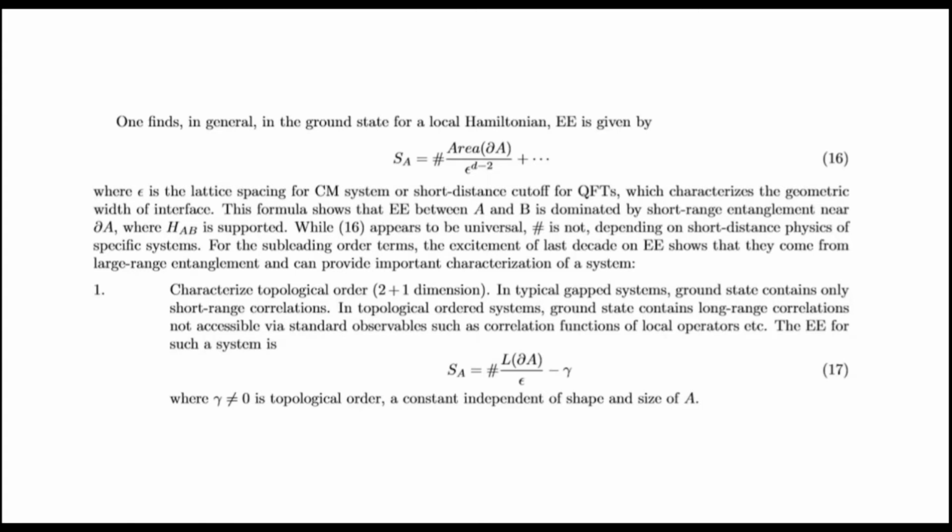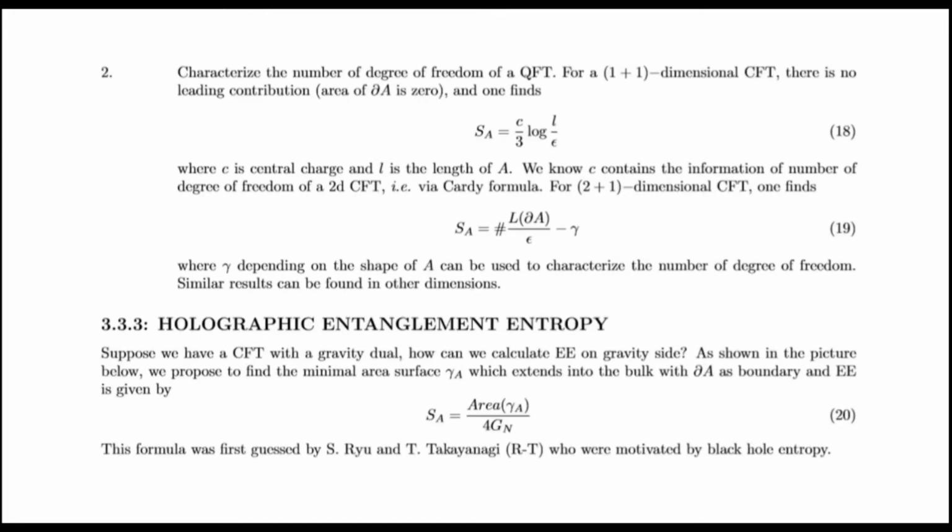The entanglement entropy for such a system is this, where gamma not equal to zero is topological order, a constant independent of shape and size of A. Two, characterize the number of degrees of freedom of a quantum field theory. For a 1+1 dimensional CFT, there's no leading contribution, and one finds this, where c is the central charge and L is the length of A. We know c contains the information of the number of degrees of freedom of a 2-dimensional CFT via the Cardy formula.